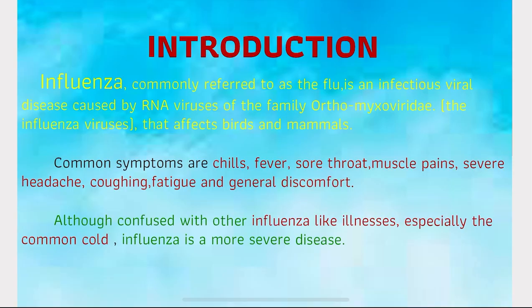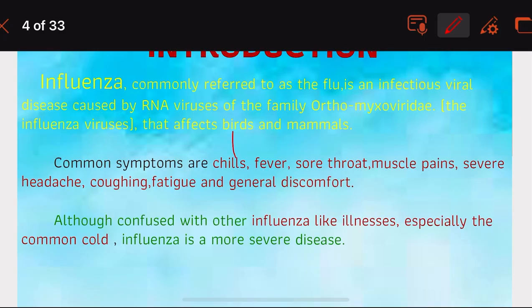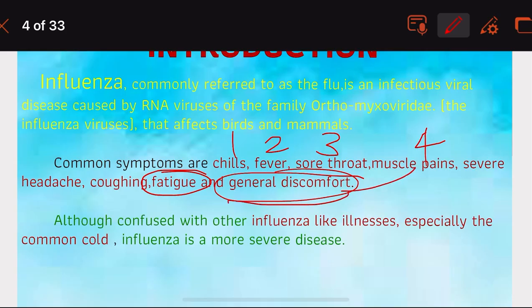Common symptoms in influenza are chills, fever, sore throat, and muscle pain. So there is myalgia. Whenever there is fever, these are the common symptoms, right? Cold, fever, sore throat, muscle pain, severe headache, coughing, fatigue, and general discomfort. So how can we remember this? First comes chill, followed by fever. Then sore throat and muscle pain, then you can remember fatigue and general discomfort, all these three together, and headache and coughing.